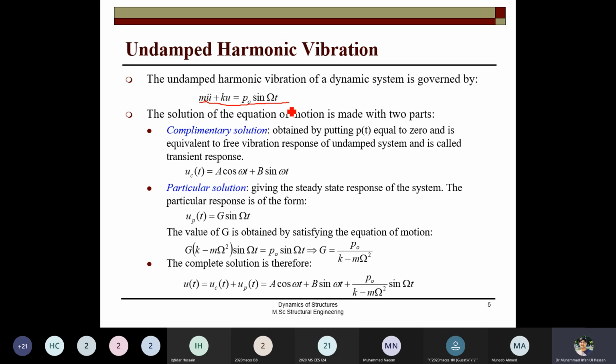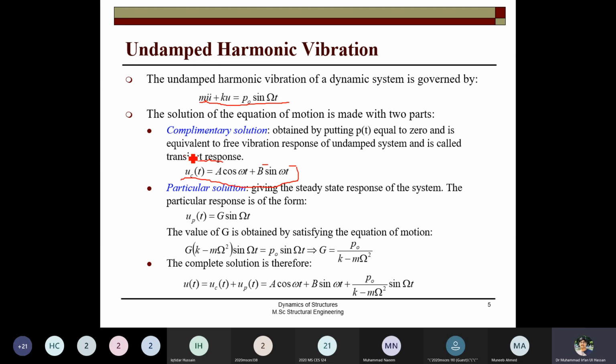One is the solution which is a complementary solution. One is the complementary solution that is obtained by putting p(t) equal to 0 and is equivalent to the free vibration response of the undamped system and is called the transient response. That is the transient response that we were getting in free vibration.